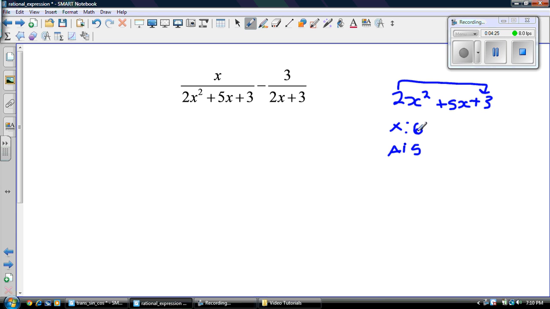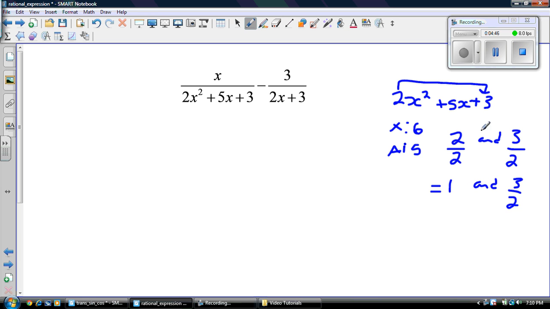So 2 times 3 gives me 6. 2 plus 3 gives me 5. So my numbers are 2 and 3. So what I have to do now is divide by the coefficient. So I have 2 divided by 2, divide by 2. So that gives me my two numbers now are 1 and 3 over 2.